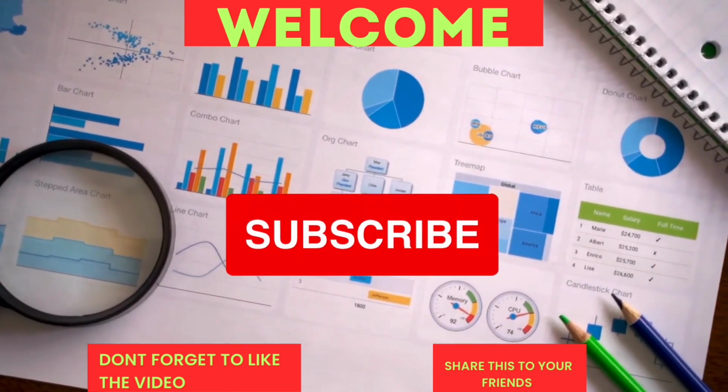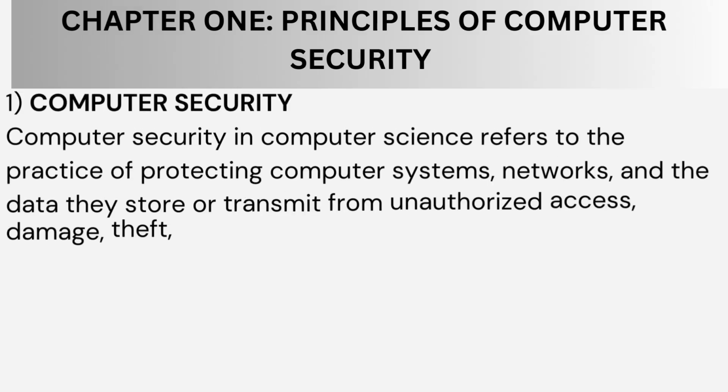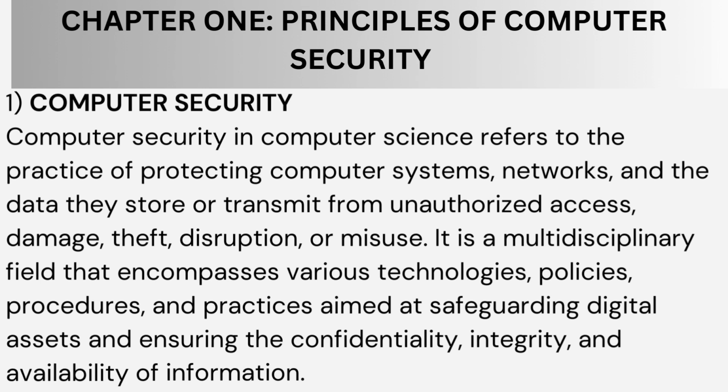Let's get started. So we're going to start with chapter 1 and we'll be talking about principles of computer security. So let's define computer security in computer science. It refers to the practice of protecting computer systems, networks, and the data they store or transmit from unauthorized access, damage, theft, disruption, or misuse. It is a multidisciplinary field that encompasses various technologies, policies, procedures, and practices aimed at safeguarding digital assets and ensuring the confidentiality, integrity, and availability of information.